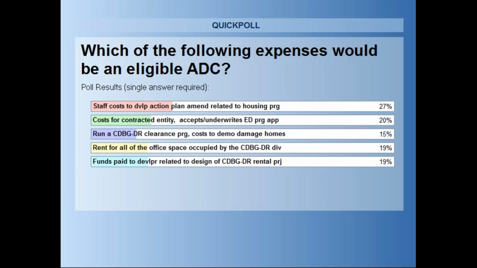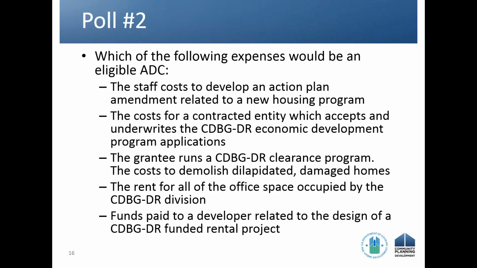So let's start with the first one. The staff cost to develop an action plan amendment. Let's ask the question, is that related to a specific program or project? That would be no, right? The action plan is going to be related to the administration of your overall program. So yes, we're doing an amendment for a housing program, but the action plan is about how you overall administer your activity, how you administer your funds. And so the costs related to developing action plan amendments are admin costs. They are not activity delivery. So that first one would not be activity delivery, it would be admin.